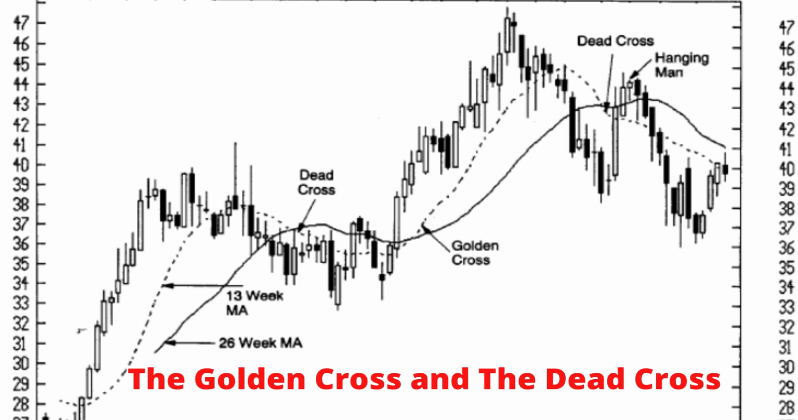Observe how the hanging man session in May 1993, which, during the next session, became part of a bearish engulfing pattern, hinted at a correction, as did the dead cross a few sessions earlier.